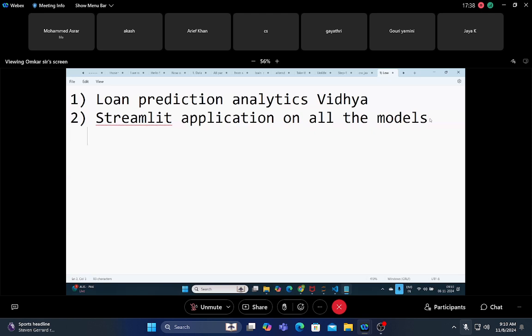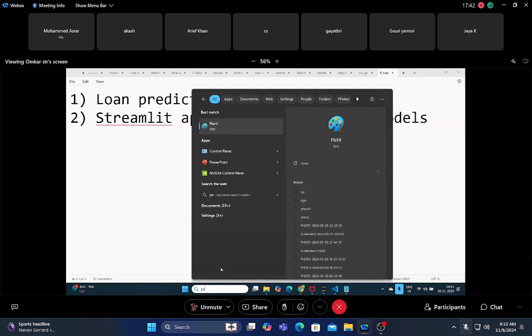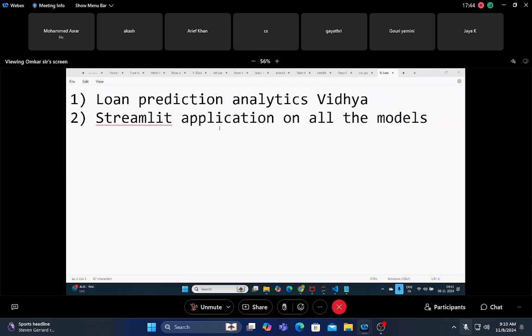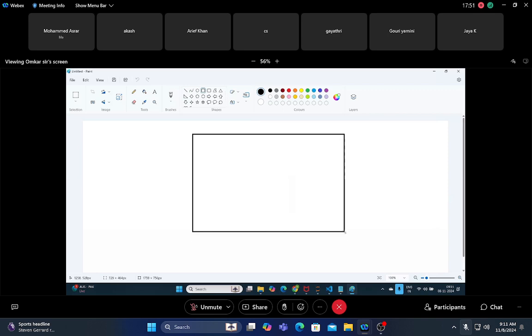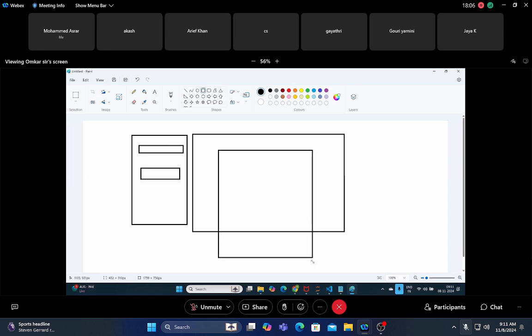I told you, you need to create a UI like this. Here there is a sidebar, and there is a select model option with hyperparameter tuning and without hyperparameter tuning. When you click on that, the output should come automatically.